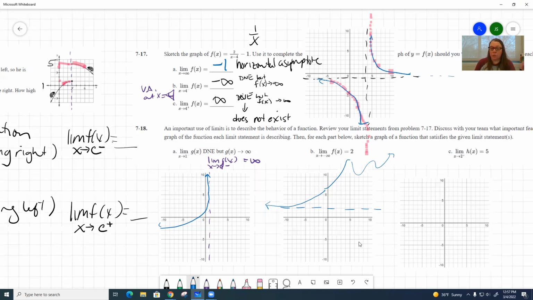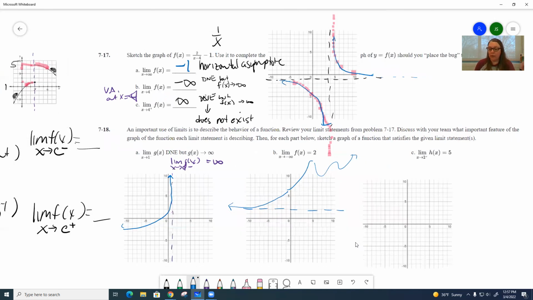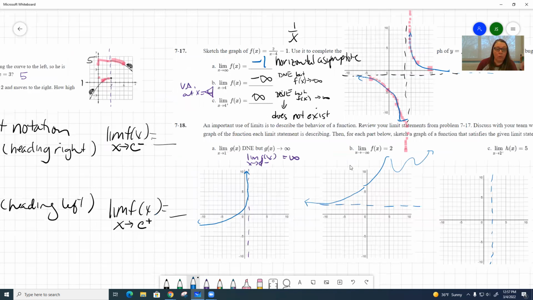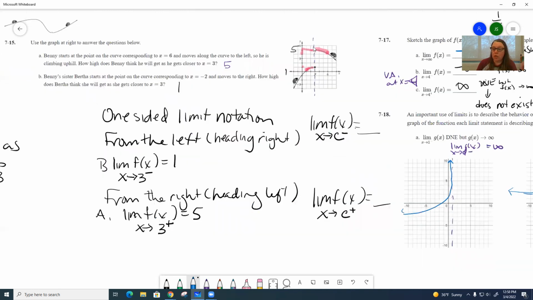All right, and then this last one doesn't involve anything with infinity like this did. It says the limit as you approach 2 from the right. So here I'm going to sketch in a 2. It says it equals 5. This is actually sort of like what we saw over here. I'm approaching a number and it's telling me the number I'm approaching.